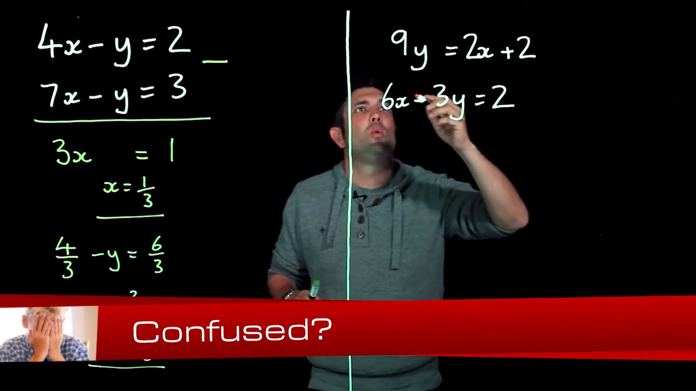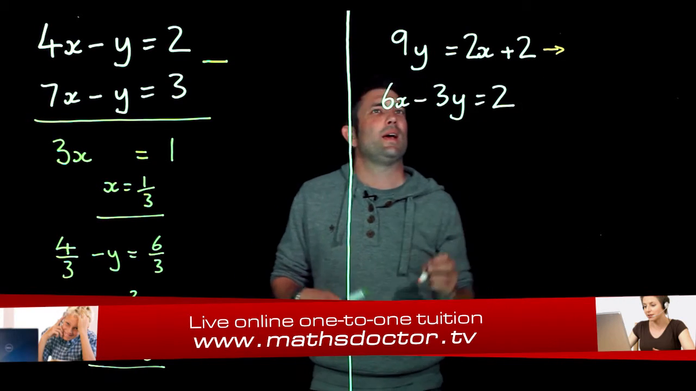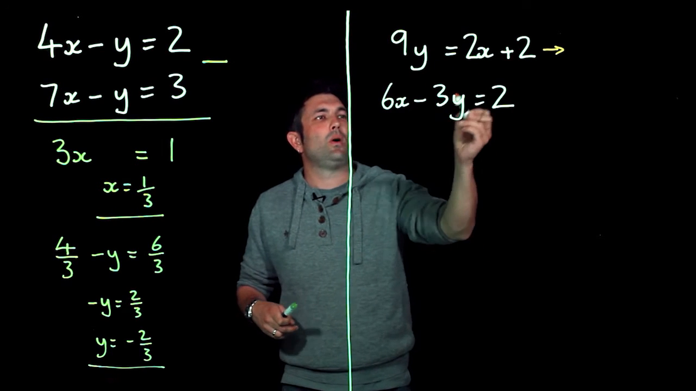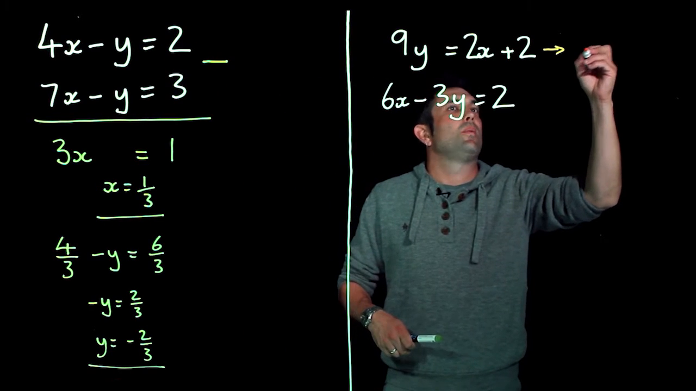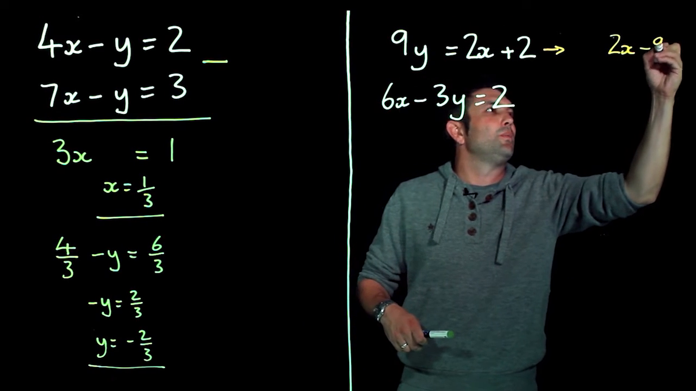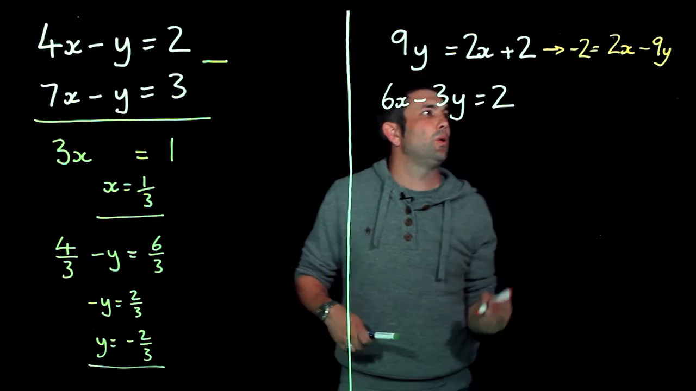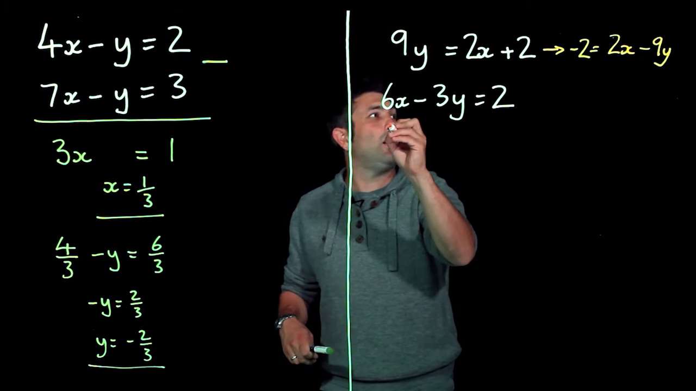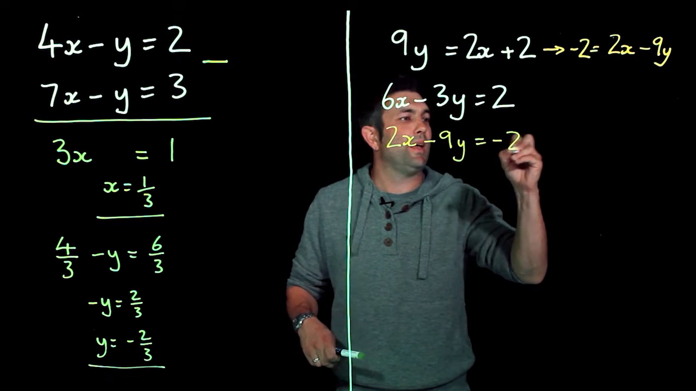Now this next one, we've got this top one in a form that we don't really like. We want the x's and y's on the same side, we want the numbers on the other. So I want the y's as both negative, like I've got over here, so I'm going to put the 2x here. That 9y goes over the other side, becomes minus 9y. That plus 2 needs to go over the other side to make minus 2 over there. Now, if I now write that underneath here, I'm going to put 2x minus 9y equals negative 2.